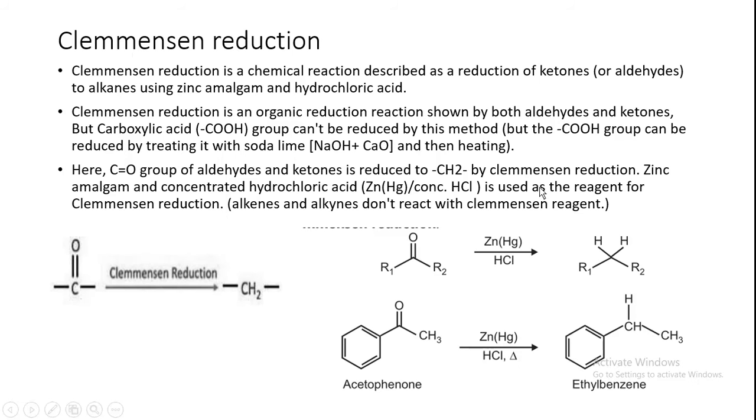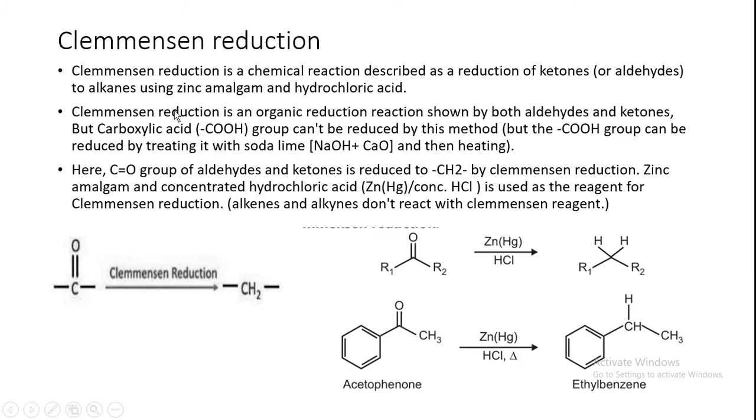So you see here zinc amalgam, then HCl. Clemmensen reduction is a chemical reaction described as a reduction of ketones or aldehydes to alkanes using zinc amalgam and hydrochloric acid. Zinc amalgam means zinc with mercury. Amalgam means mercury with some metal. Here the metal is zinc, so it is zinc amalgam. We are going to use this zinc amalgam and hydrochloric acid as the reagent.